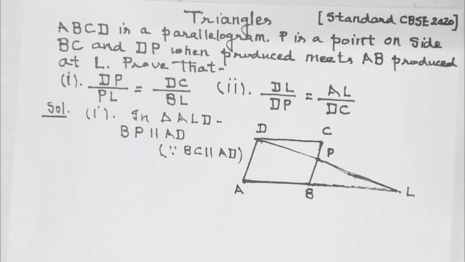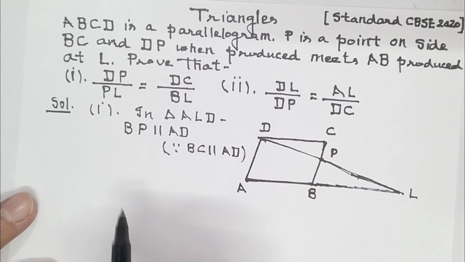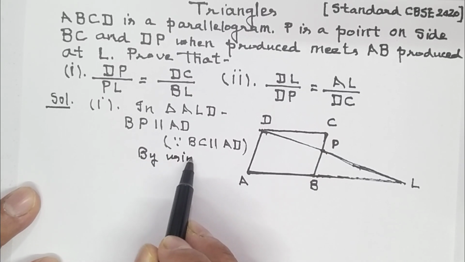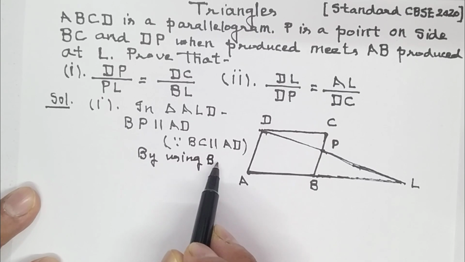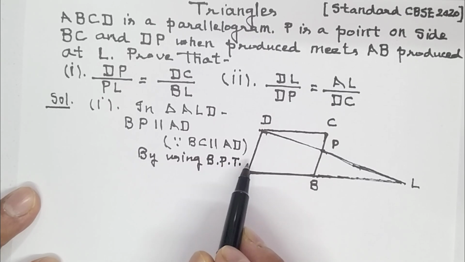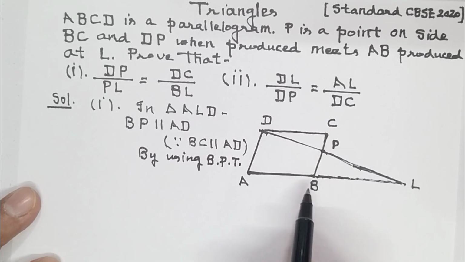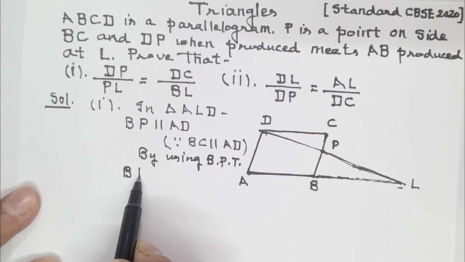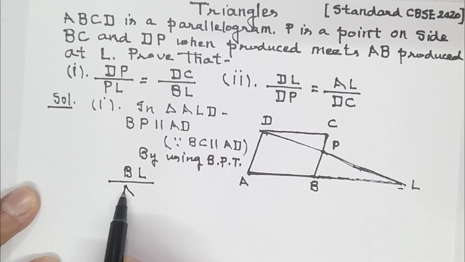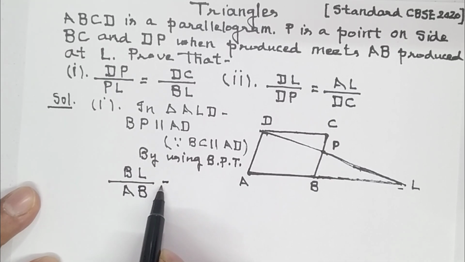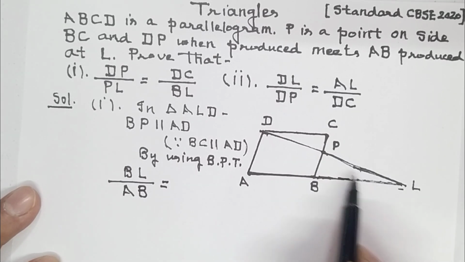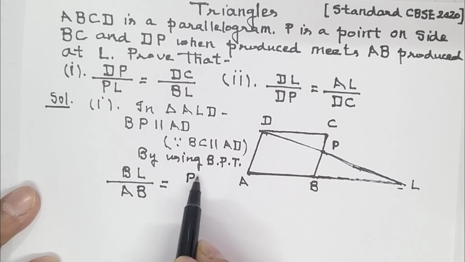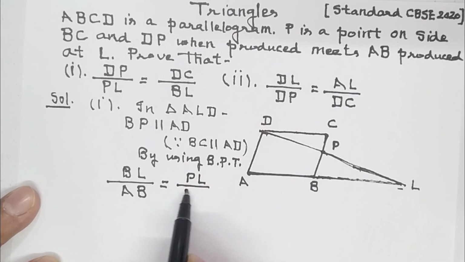Now we will apply BPT. BPT means basic proportionality theorem. So how BPT will be applied? This is BL upon AB, BL upon AB is equal to PL upon DP.